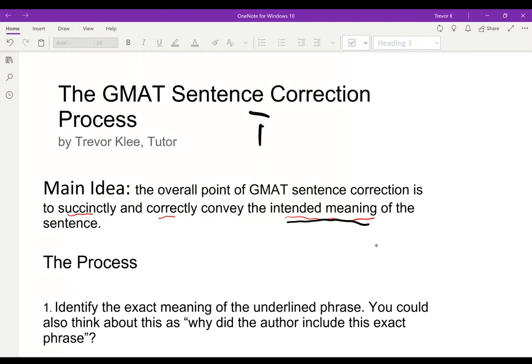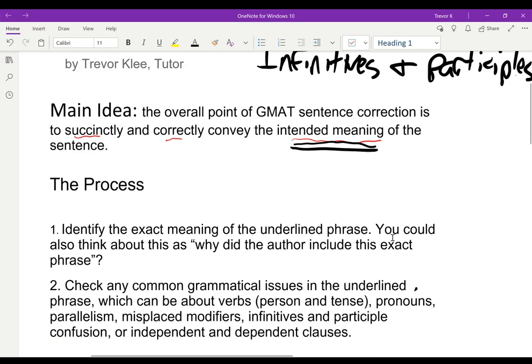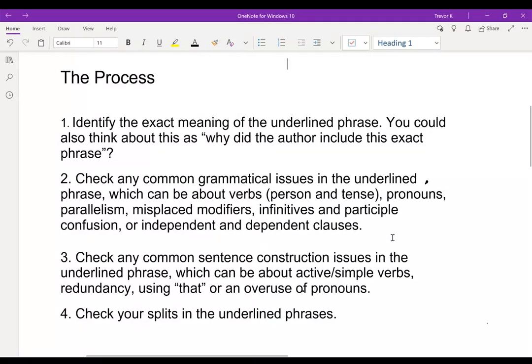One thing I'd like to emphasize before I begin, though, is just because this video is on infinitives and participles does not mean that all of a sudden my previous lessons don't stand. We're still going to be focusing on meaning first, and then grammar, and then sentence construction. So this video is on grammar, but that doesn't mean meaning is not more important. So placing this sort of in context of what we've been doing.